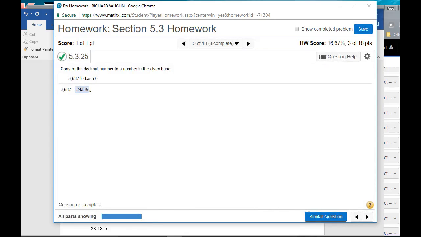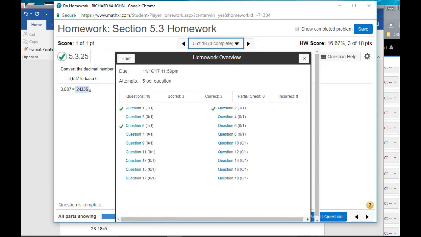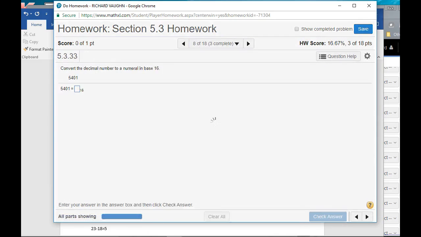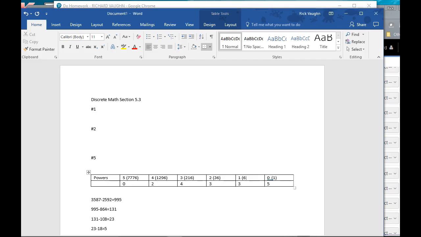All right, the next question that we're going to look at is number 8. And this is converting into base 16. So we're going to pretty much do the same thing. We're going to take the powers of 16 up until I get one that's bigger than 5401 and use subtraction to fill out these things from largest to smallest.